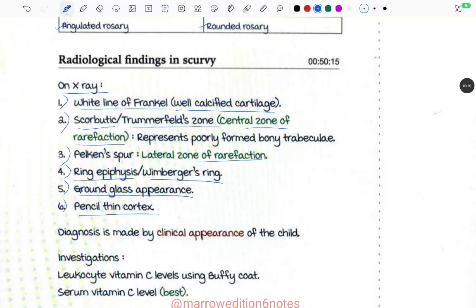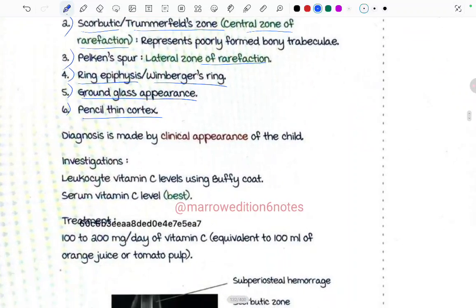Let's revise these features seen on the X-ray. There will be white line of Frankel, there will be scorbutic or Trümmerfeld zone, which represents poorly formed bony trabeculae, Pelkan spur, that is the lateral zone of rarefaction, ring epiphysis or the Wimberger's ring, ground glass appearance, and pencil thin cortex. Diagnosis is made by the clinical appearance of the child.